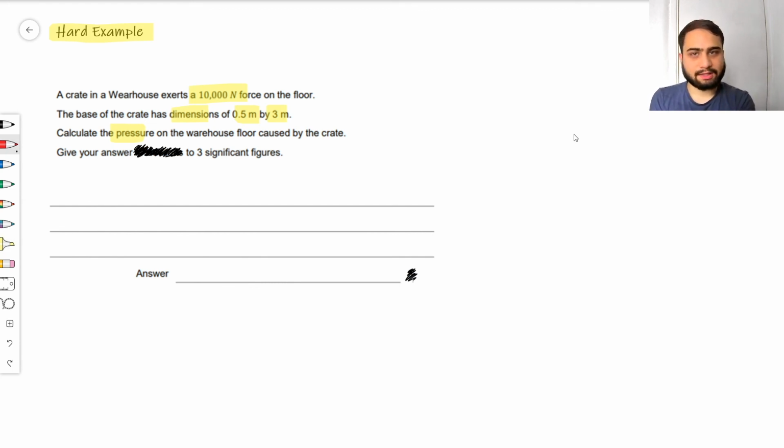First of all, let's write down our pressure equation. Pressure is equal to force over area. Now, force is already given to us, that's 10,000 newtons. Now, we want to work out area. So how will we do that? Well, we're given the dimensions, and the area of a rectangle is just length times width. So we do 0.5 multiplied by 3, and that gives us 1.5 meters squared. That's our area. Remember, those are the units for area.